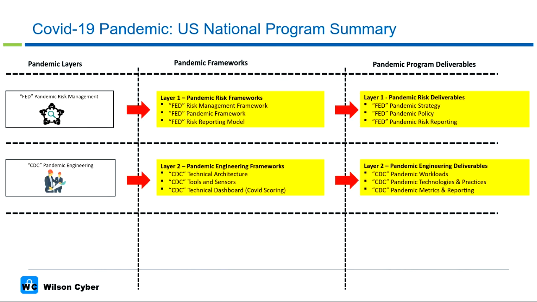So we would want to form a U.S. national program summary. We were looking at the national level. We have the frameworks, so the federal risk management, federal pandemic, federal risk reporting frameworks. From the deliverables, we'd have a pandemic strategy, policy, and risk reporting. At the engineering level, we would have a CDC technical architecture, CDC tools and sensors, CDC technical dashboards, which is COVID scoring. And the deliverables would be CDC pandemic workloads, CDC pandemic technologies and practices, CDC pandemic metrics and reporting.